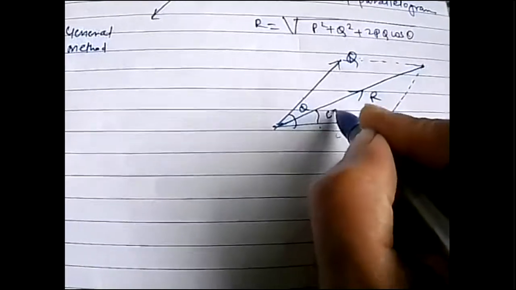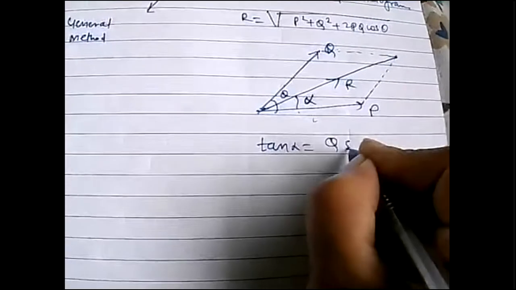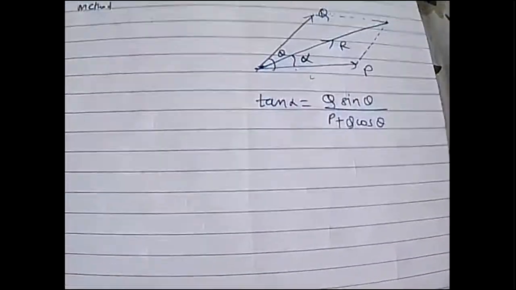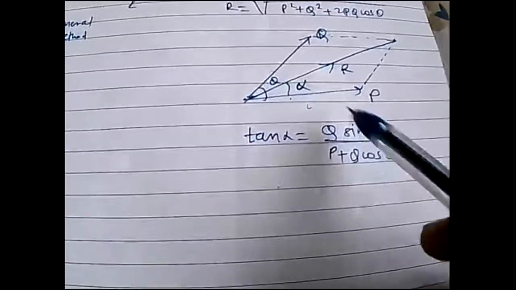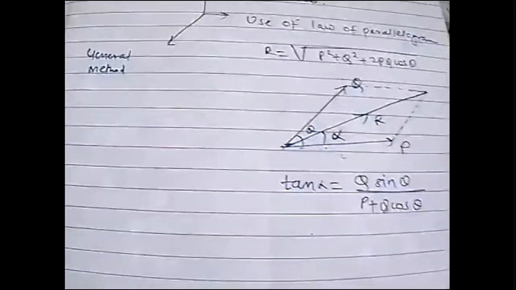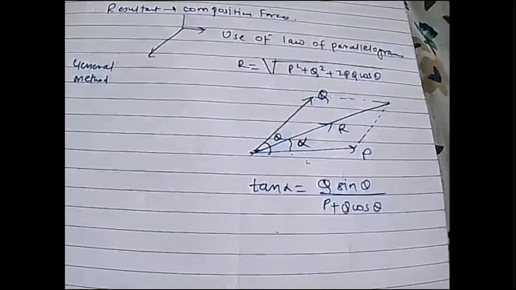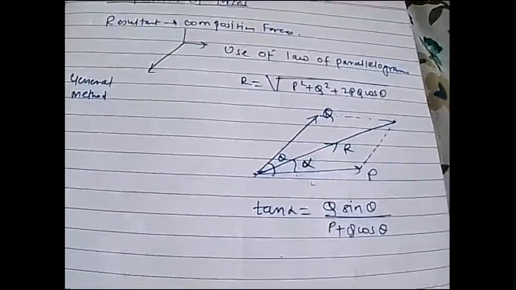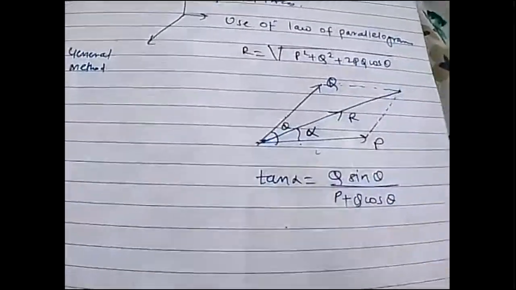Then if I want to find the inclination of the resultant with horizontal, we'll mark it as alpha. So tan alpha is equal to Q sine theta divided by P plus Q cos theta. This is the formula. Alpha is the inclination of the resultant with the horizontal force; Q and P are the given forces. What does the parallelogram law say? If two adjacent forces are given and they represent adjacent sides of a parallelogram, then their diagonal is the resultant. By using that law, we have drawn this diagram and this is our formula.